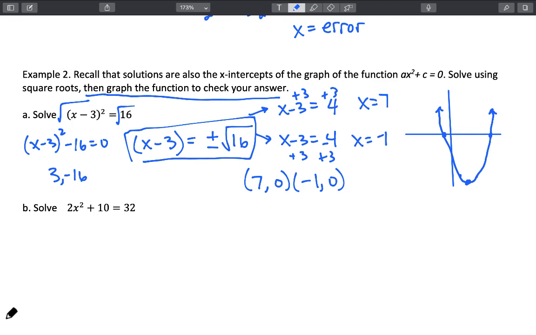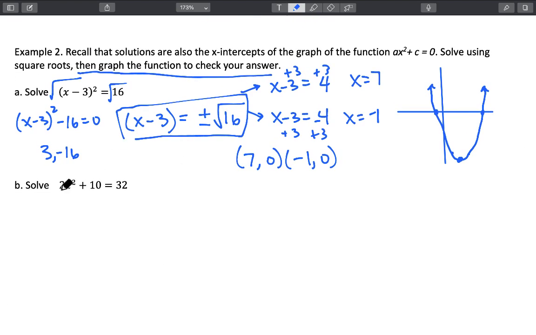All right, let's try letter B together. We have 2x squared plus 10 equals 32. Again, we don't have a linear term in there. There is no x term, so we can solve using square roots. We're going to start by subtracting our 10 over. That gives us 2x squared is equal to 22. And now we're going to divide by 2. All right, that gives us x squared is equal to 11.